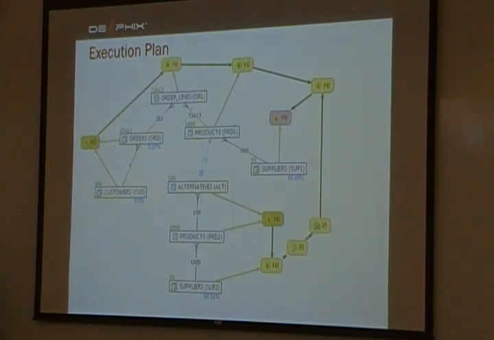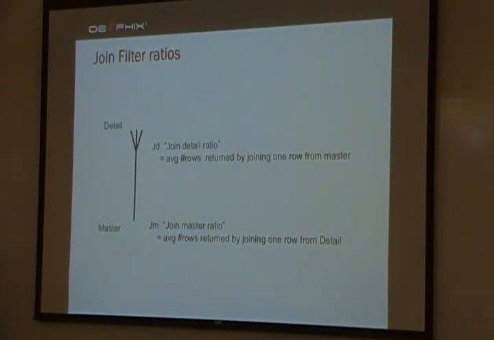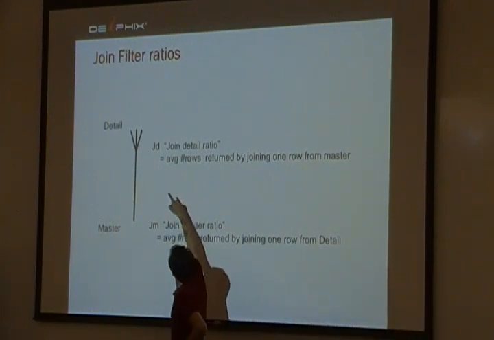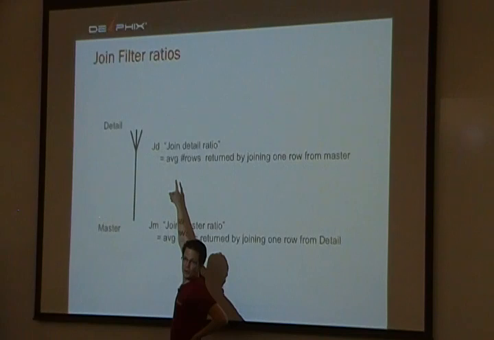We could improve these diagrams by adding what are called the join filters. Does a join actually filter out rows or not? And that's the percentage. We don't do that in the diagram, but if you diagram it, you can add it. If I join into detail, what percentage of rows, how many rows, do I return on average?